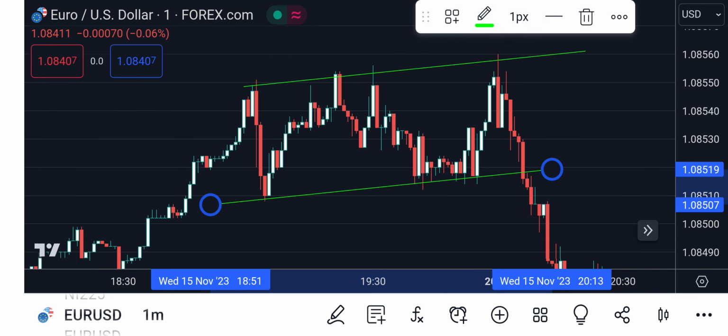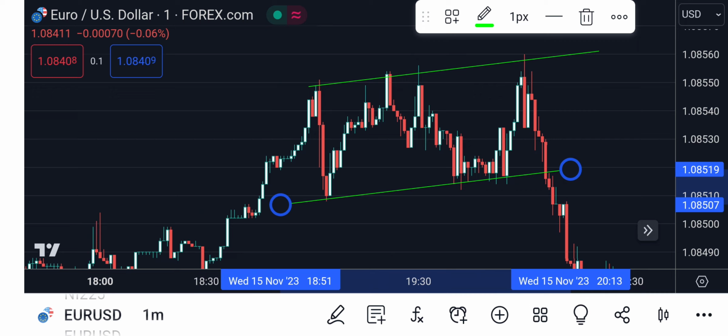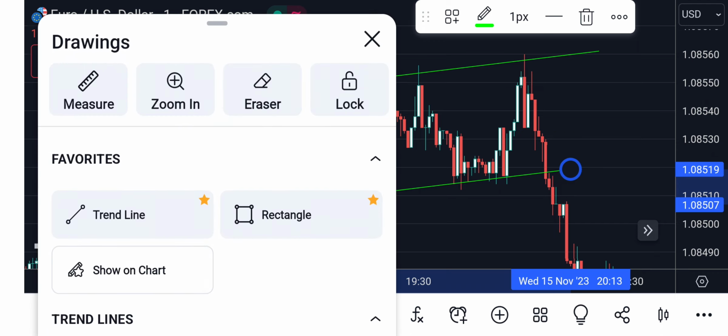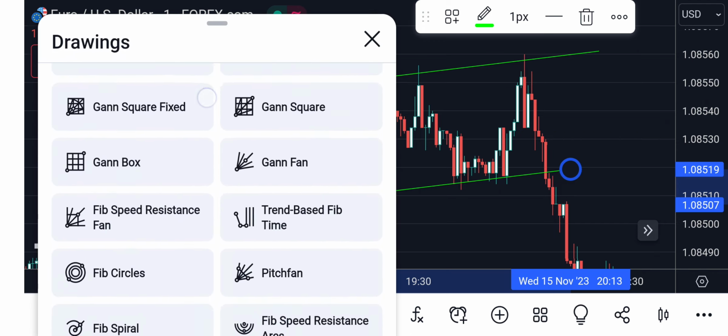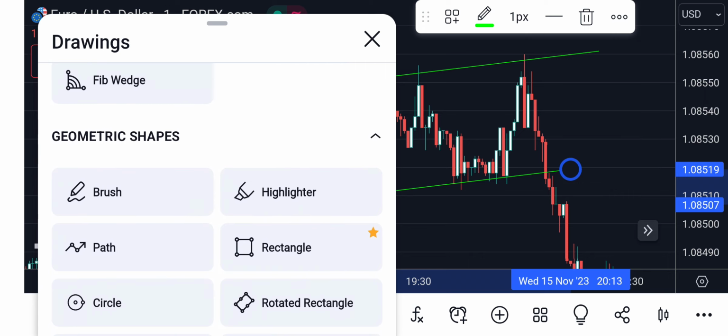I don't usually use trend lines. I'm just using this for an illustration purpose so that you can see what I'm talking about. So in this area here, this is what's happening in this channel, this bullish channel.